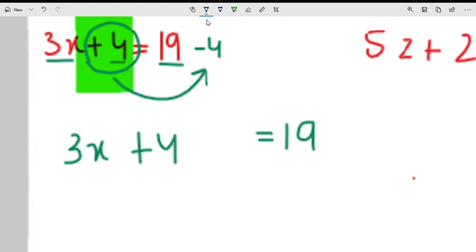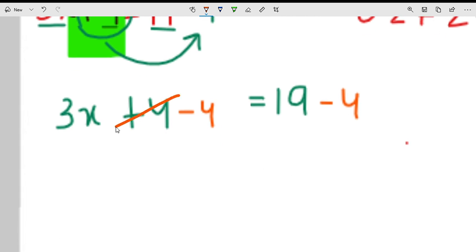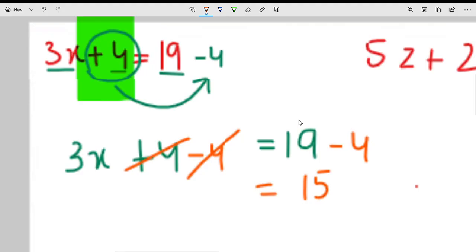If we look at the logic behind this, 3x plus 4 equals 19. Actually, what's happening is that we're subtracting 4 from both sides. So this plus 4 and minus 4 cancel out, and this minus 4 gives us 15. So we get 3x equals 19 minus 4. We just simply say that when we move a number to the other side of the equation, it changes the sign.